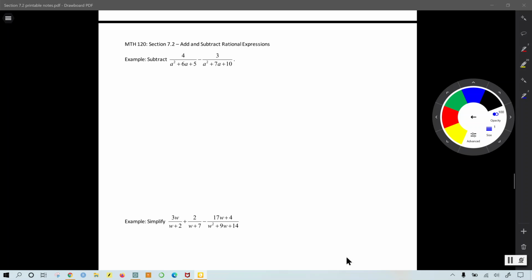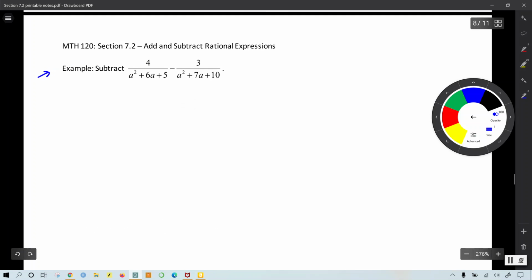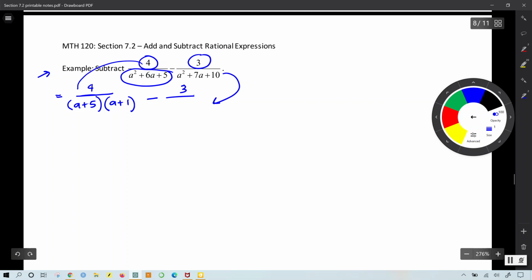So now we consider the next example, and we have the first fraction and the second fraction. To begin with, we're going to look at the 4 over a squared plus 6a plus 5, which can be factored into a plus 5 and a plus 1, minus 3 divided by the factored form of a squared plus 7a plus 10, which is a plus 5 and then a plus 2.